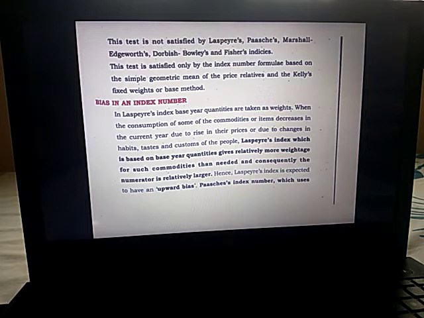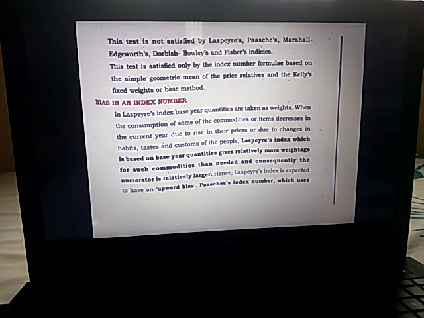In Laspeyres index, base year quantities are taken as weights. When the consumption of some of the commodities or items decrease in the current year due to the rise in their prices or due to changes in habits, taste and customs of people, Laspeyres index, which is based on base year quantity, gives relatively more weightage for such commodities than needed, and consequently the numerator is relatively larger. Hence, Laspeyres index is expected to have an upward bias.